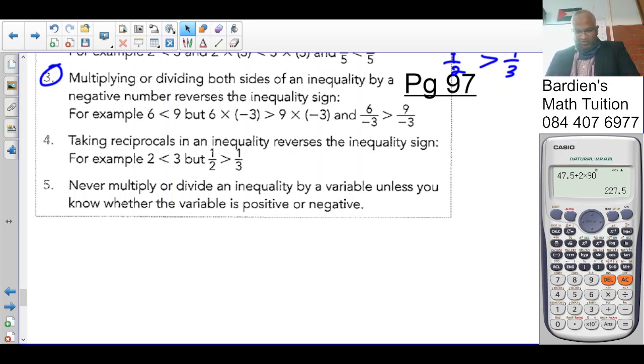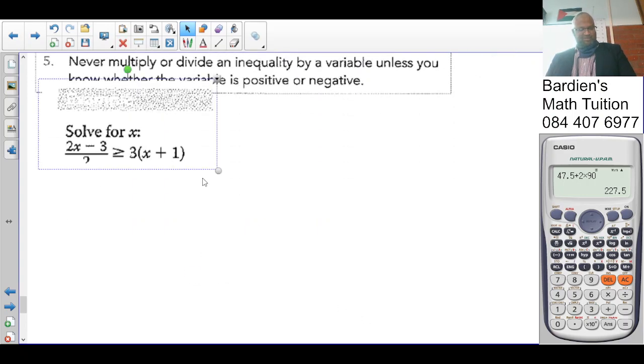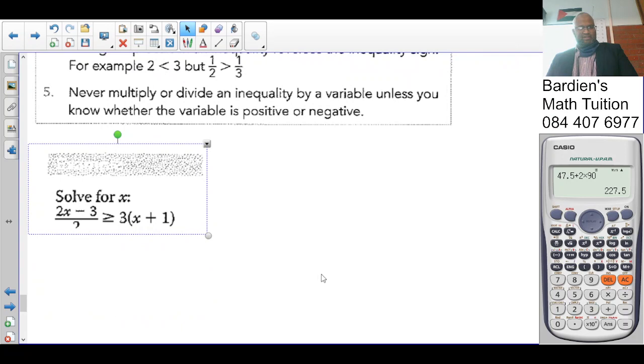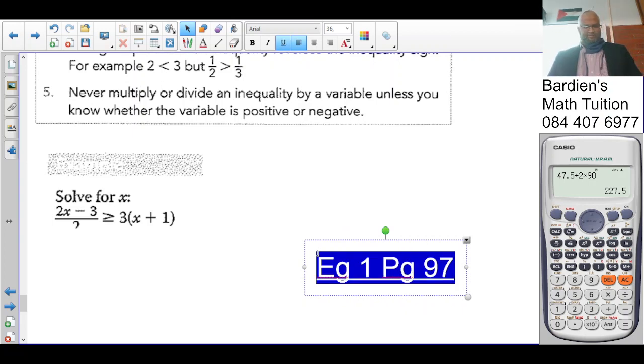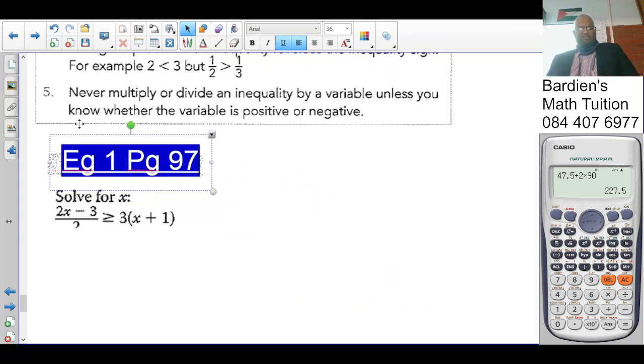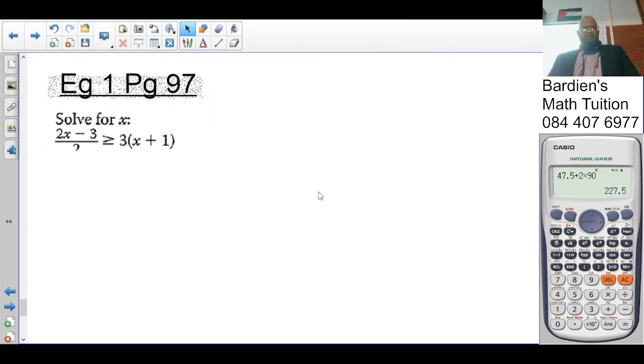Okay, we'll do another example. This is example 1 on page 97. The question says solve for x. Right, write this down. And the answer we're also going to illustrate on the number line.